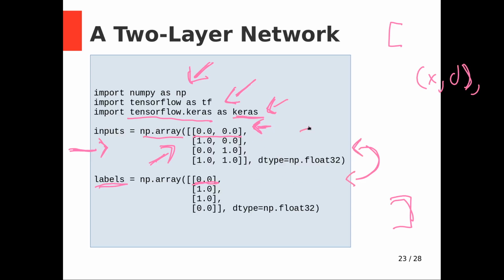I need to make sure that these two arrays are the same size and that the rows match, right? That the first row has the first sample, and then the first row of the labels has the first label, right? I need to make sure those match up, row-wise.